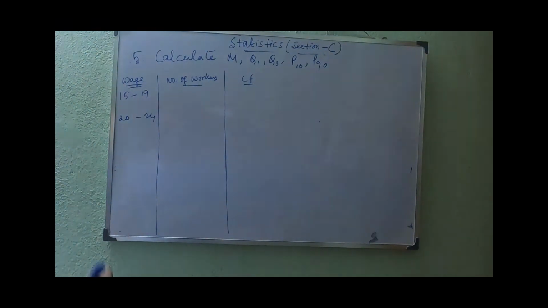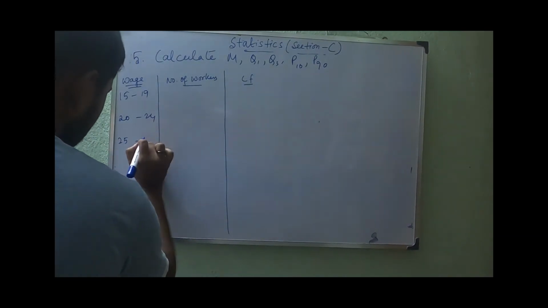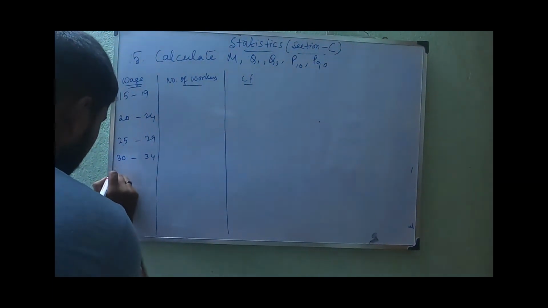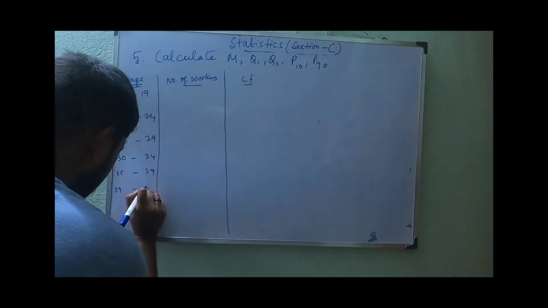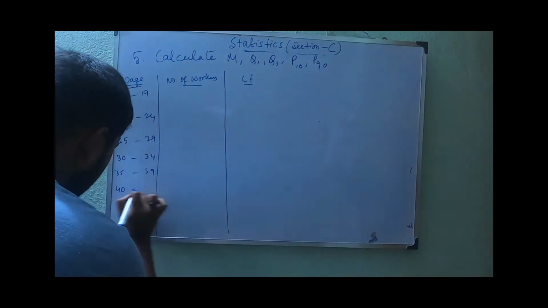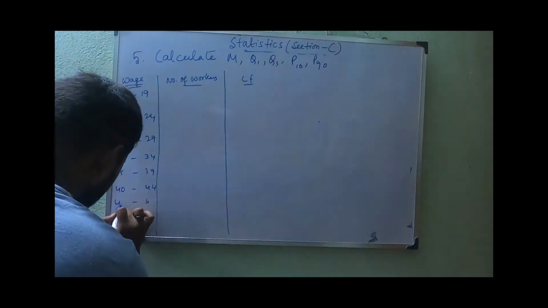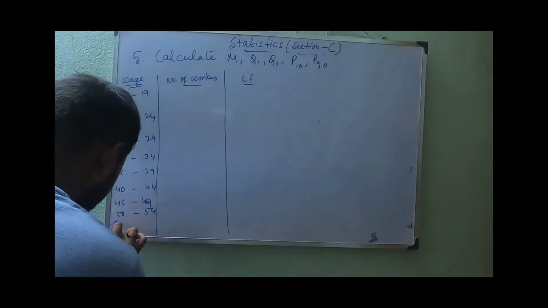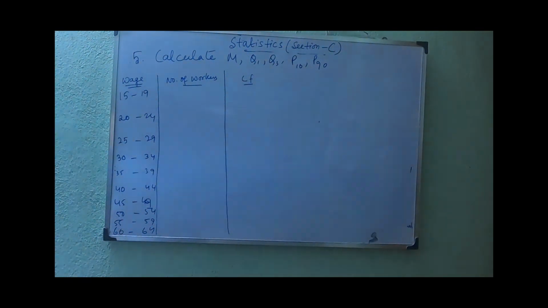Let me first write the question, then I will do all the necessary changes. 25 to 29, 30 to 34, 35 to 39, 40 to 44, 45 to 49, 50 to 54, 55 to 59, and 60 to 64. Now you can see this is not continuous, so I need to make them continuous.